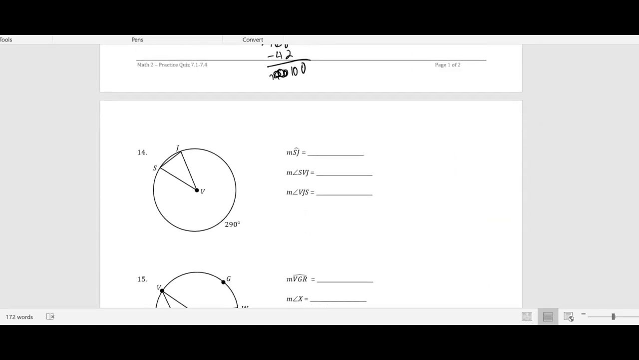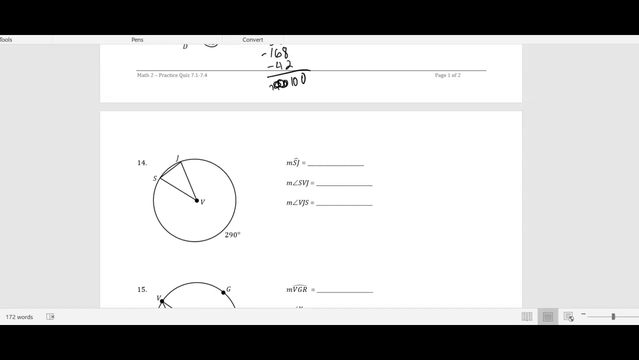Last two, similar. We would know that this 290 would have been represented here. First thing I'm asking you is, what's the measure of arc SJ? So what's the measure of this arc? So of the 360 degrees, that big one ate up 290 degrees worth of the 360. So what would have been left was 70 degrees. So the measure of arc SJ had to be 70 degrees.